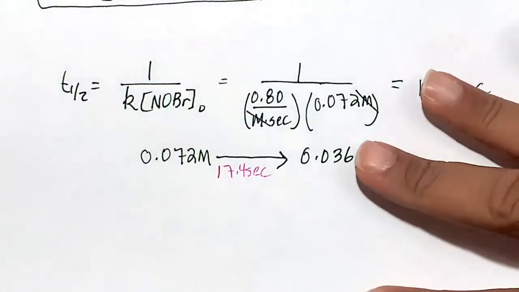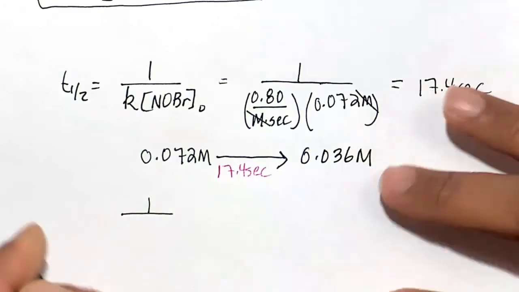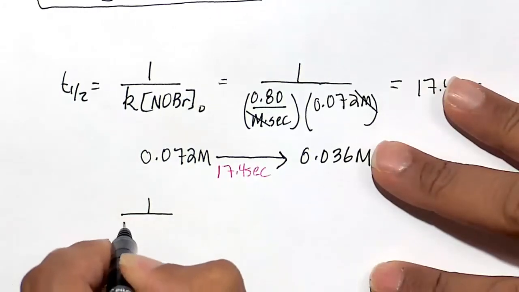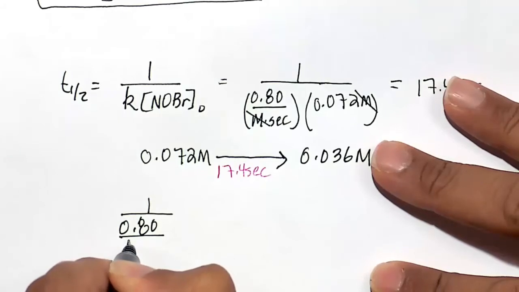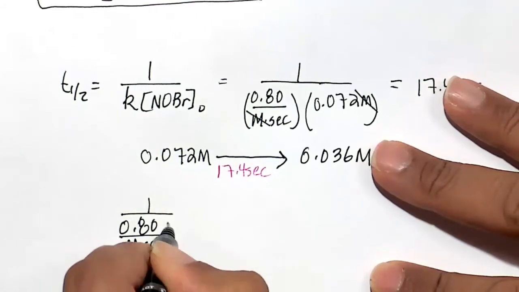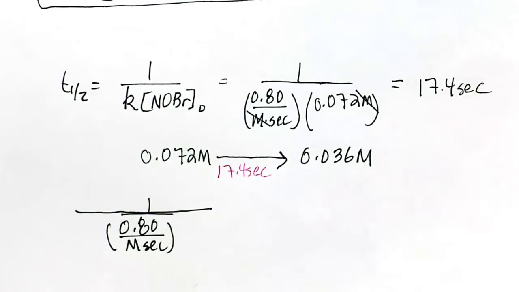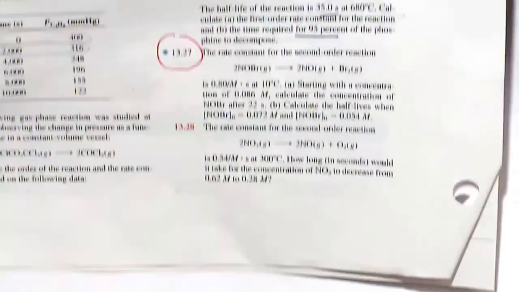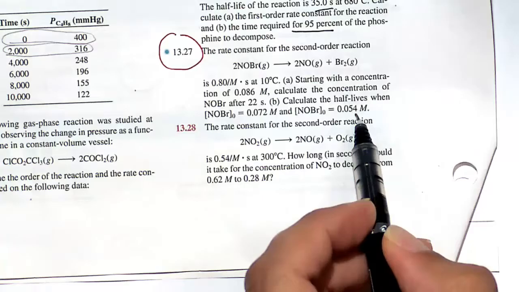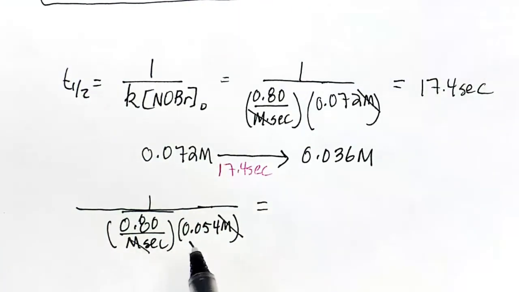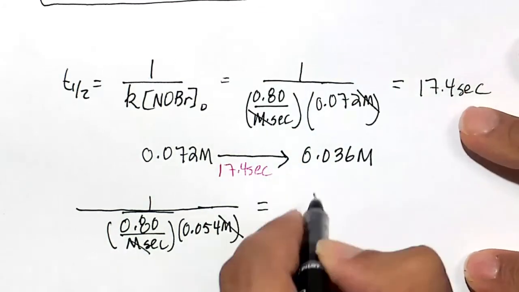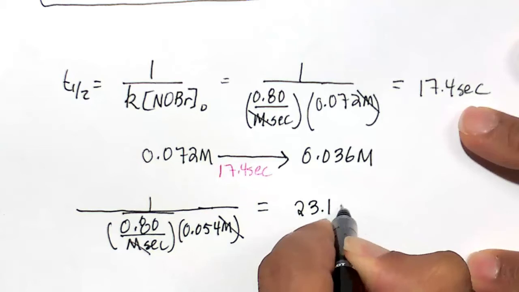Okay, so same principle here. 1 over k, they give that to us as 0.80 divided by M times seconds. The initial concentration, they tell us in the problem, is 0.054. It's right here. The M's cancel, so 0.80 times 0.054, we take the inverse of that. On my calculator, I'm getting an answer of about 23.1 seconds.